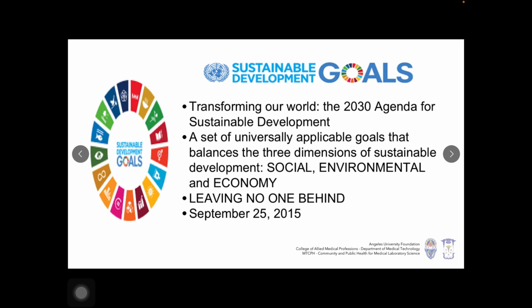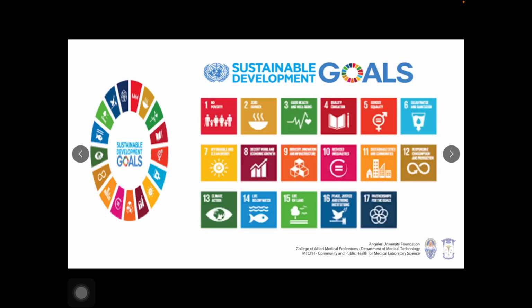The objective of these SDGs is leaving no one behind. That is why it is for everyone, whether rich or poor, so it is more comprehensive compared to the MDGs. And these SDGs have been adopted on September 25, 2015 to stimulate action for people, planet, prosperity, peace, and partnership. So from the 8 MDGs, they came out with 17 SDGs since it targets everyone. So the goals have become more comprehensive.